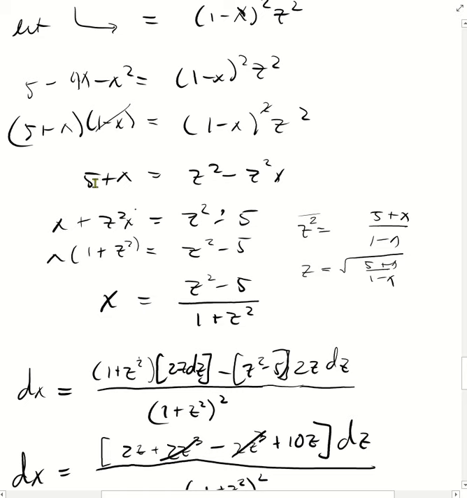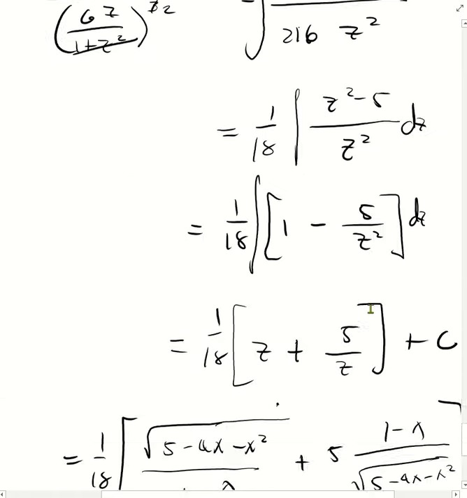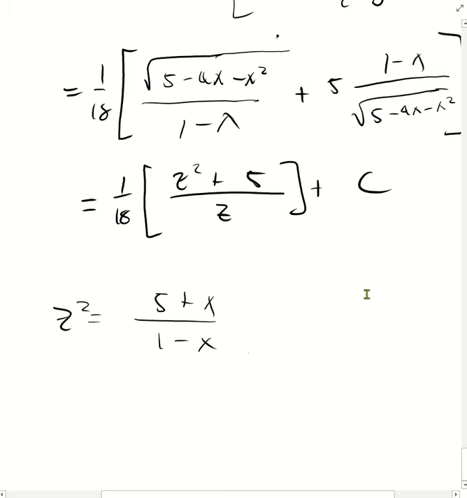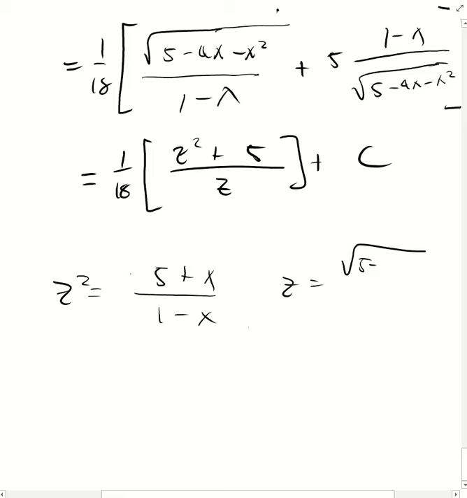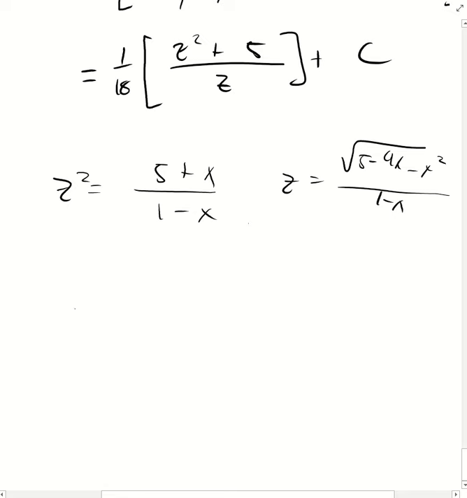So z squared, 5 plus x equals z squared minus x z squared. You factor out z squared, 1 minus x, you divide both sides by 1 minus x. So z squared equals 5 plus x over 1 minus x. We can use that one instead of the first one. And z is still the same. Z is equal to the square root of 5 minus 4x minus x squared all over 1 minus x, so that we can cancel out that 1 minus x at the denominator. Then let's do the substitution.